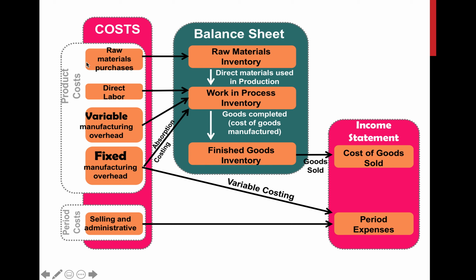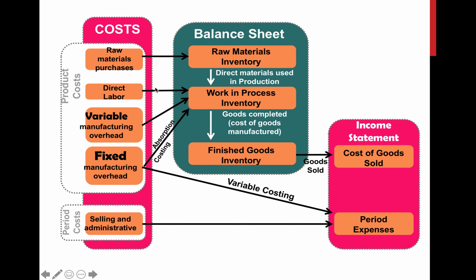Okay, you start right here with raw material purchases. You start your process of production by getting raw materials from your suppliers. You send the raw materials into the raw material inventory. This is pretty much on the balance sheet. Okay, direct material travels to the production line to be considered work in process inventory.